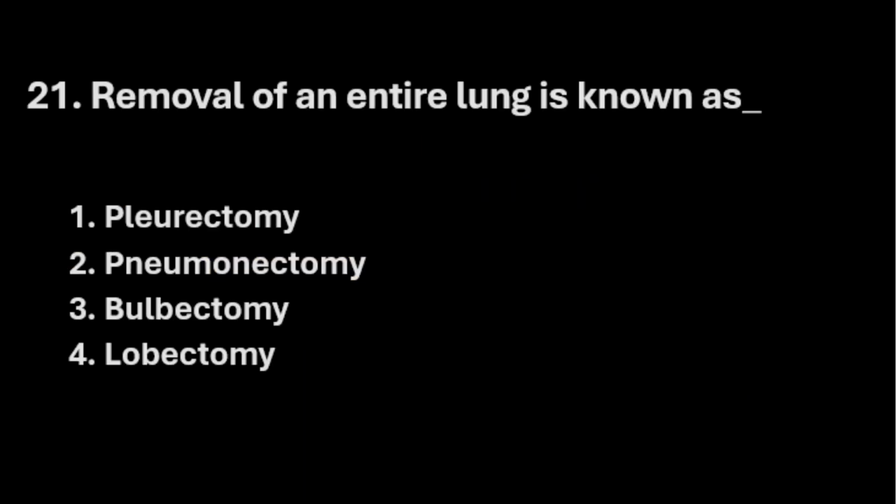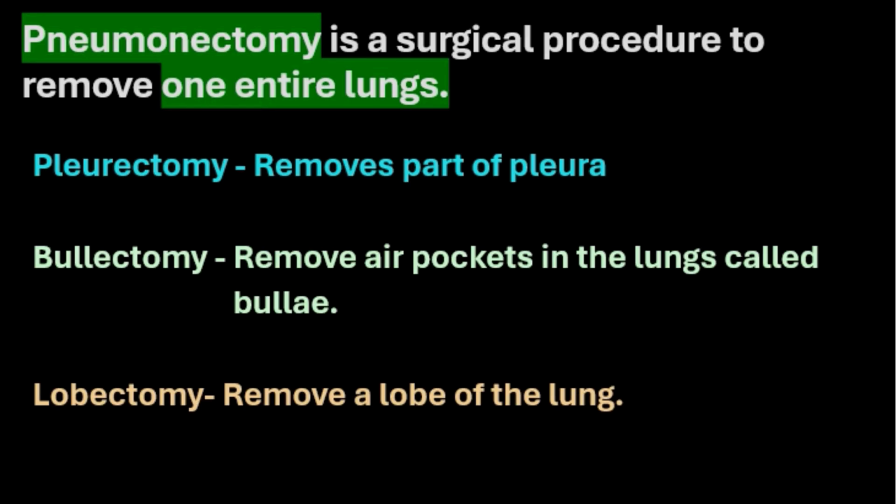Next question. Removal of an entire lung is known as option 1, pleurectomy, option 2, pneumonectomy, option 3, bullectomy, and option 4, lobectomy. Let us go to the right answer. The right answer is option 2, pneumonectomy. Pneumonectomy is a surgical procedure to remove one entire lung.